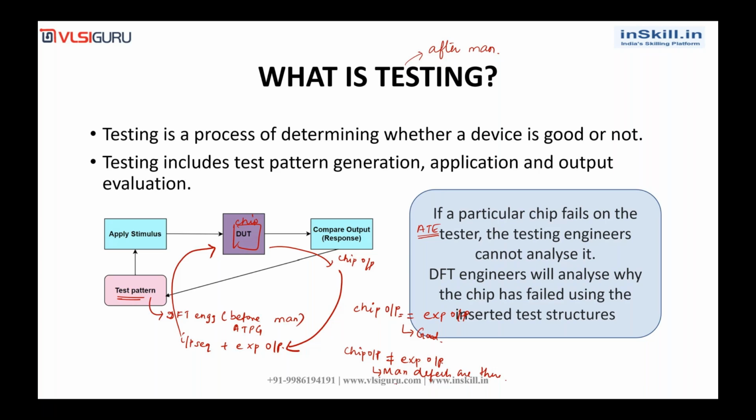Okay, and suppose a particular chip fails after manufacturing, at the time of testing. DFT engineers will be able to tell what manufacturing defect has caused the chip to fail. Okay, so this is what is testing. And these are the 4 possible outcomes of testing.